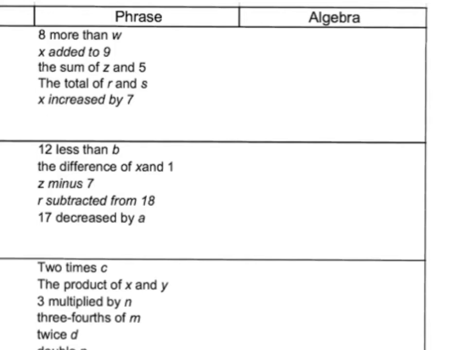Alright, the next one, we see the total of R and S. It's just telling us to add them together, saying the total of those two things. So we would write that as R plus S.